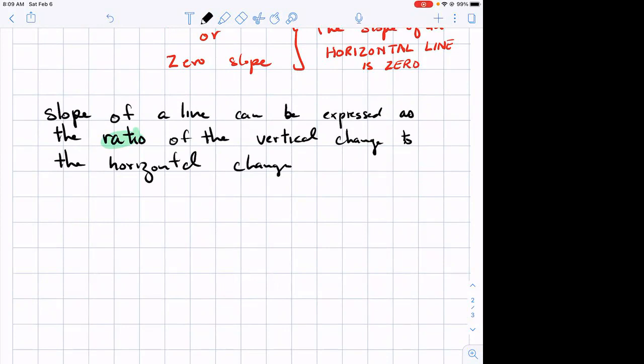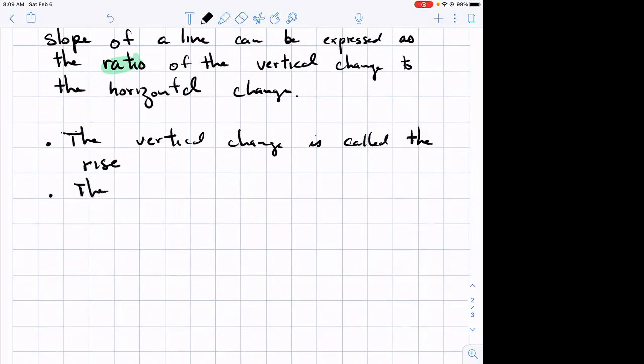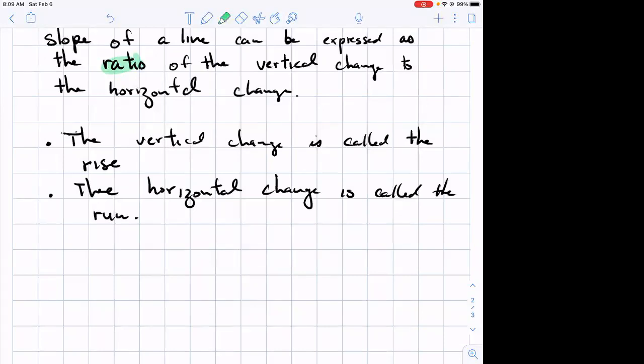So the vertical change is called the rise, and the horizontal change is called the run. So these are two terms that you will hear about when we talk about slope: rise over the run.